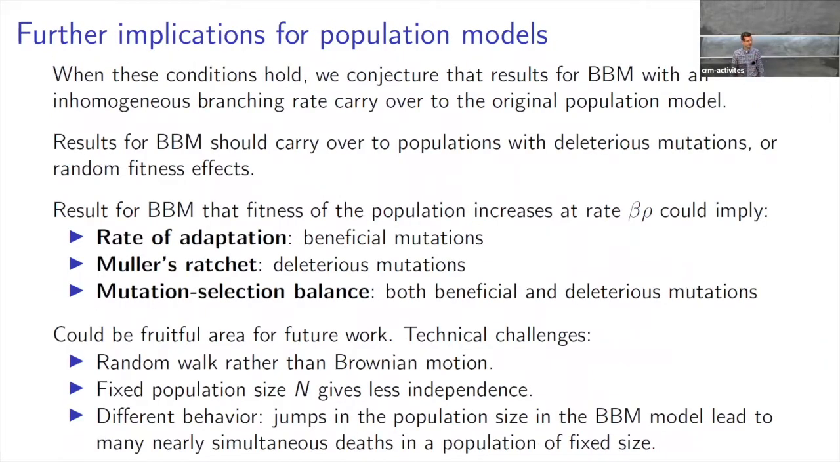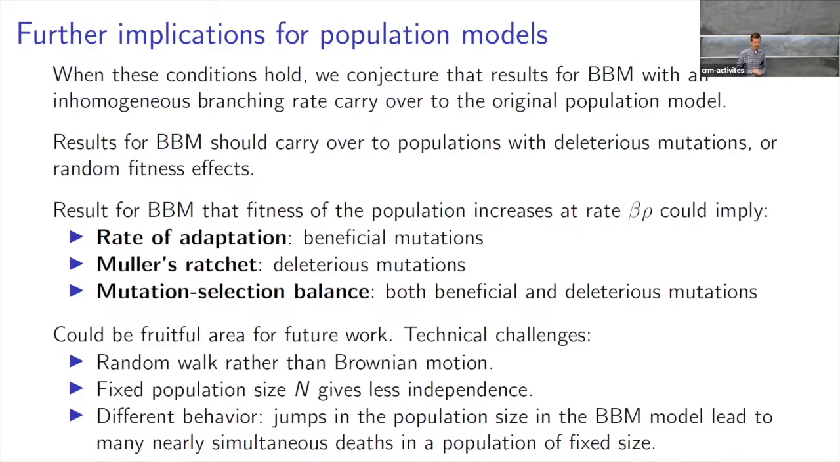But when these conditions are satisfied, we do believe that our results for branching Brownian motion with an inhomogeneous branching rate should carry over in some form to the original population model. And furthermore, because the convergence of random walk to Brownian motion is quite robust, requiring only independence and a second moment condition, we believe that the results for branching Brownian motion should be able to carry over to a fairly large class of population models. In particular, the results should hold even when the mutations are deleterious, or even when the change in fitness resulting from a mutation is random.